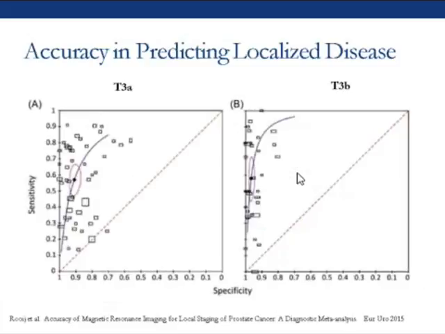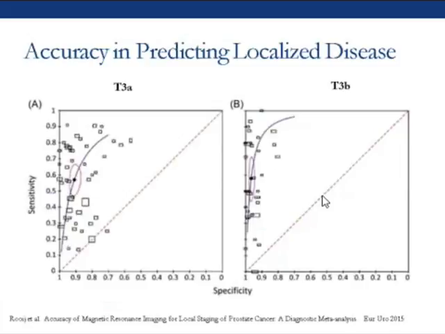When specifically looking at extracapsular extension or seminal vesicle invasion, you can see the ROC curves there. For extracapsular extension, with this same review, looking specifically at these two pathologic stages, sensitivity was 57% and specificity was 91%. When looking at seminal vesicle invasion, or T3b disease, the sensitivity was about 58% and the specificity was 98%.